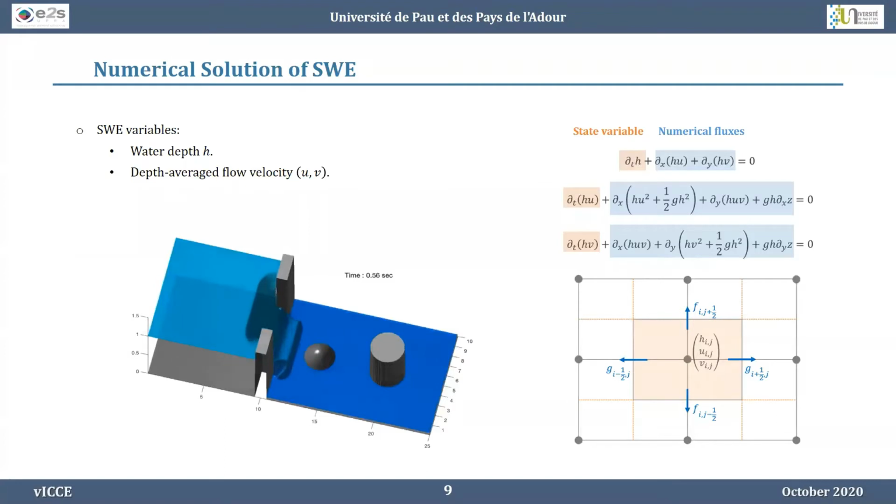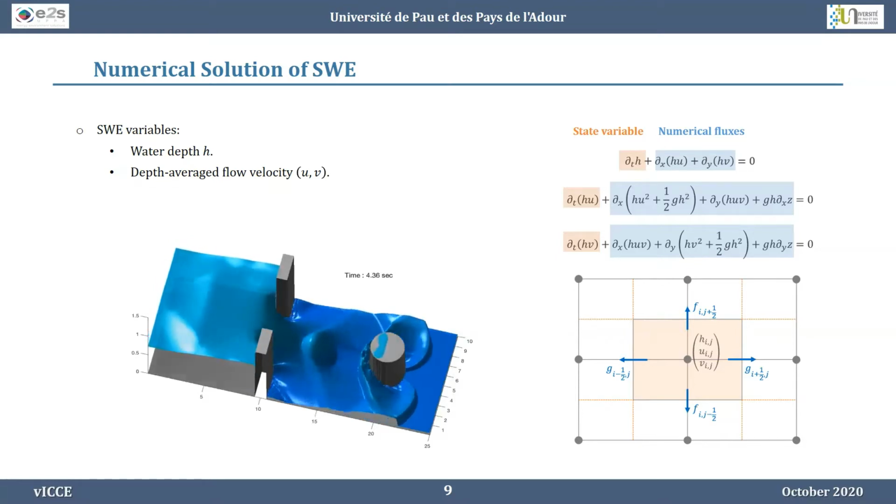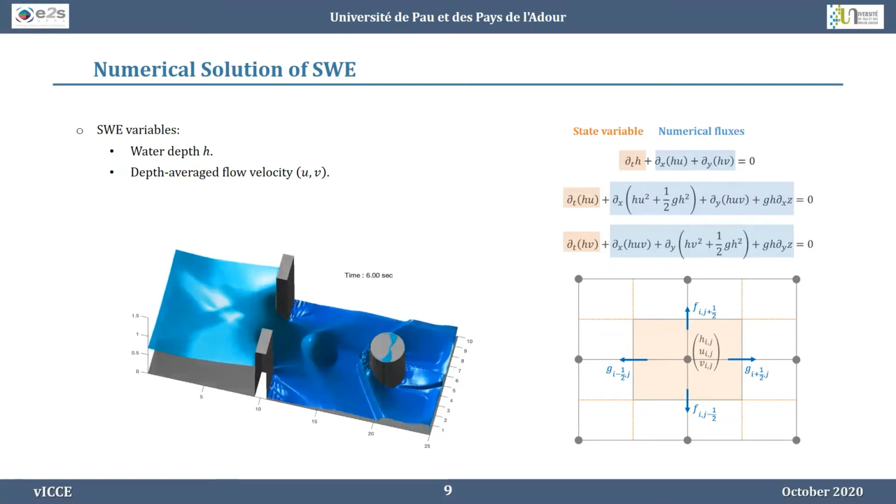Solving the shallow water equations means that we need to compute the spatial and the temporal variations of three variables. We have the water depth h and the depth-averaged velocities u and v. To do that, the domain is divided into small control volumes, each with fixed values of h, u, and v. The shallow water equations are then solved at a discrete level for each volume.